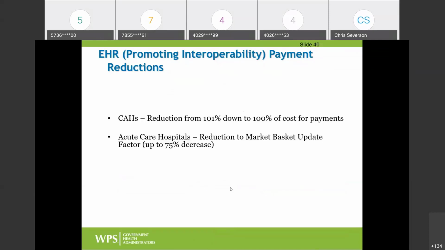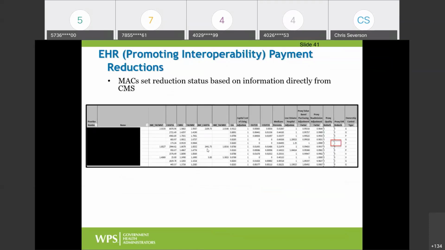So we get a lot of provider questions on this because they don't think maybe they should have been subjected to that. I think when I looked at the log just recently, there were maybe 100 and some providers that are subject to this. For critical access hospitals, it reduces you from 101% down to 100% of the cost for payments. And for acute care hospitals, it impacts the market basket update factor. So it's an important thing, could have a big impact.